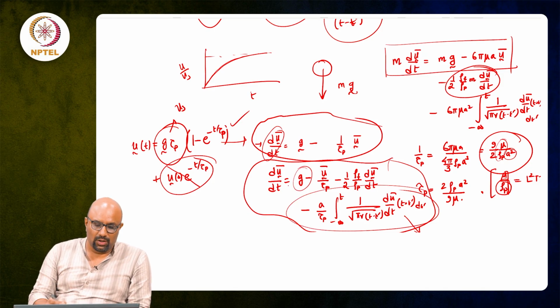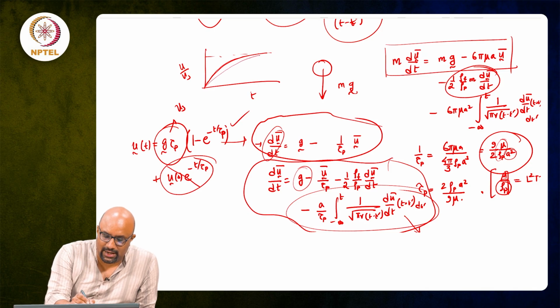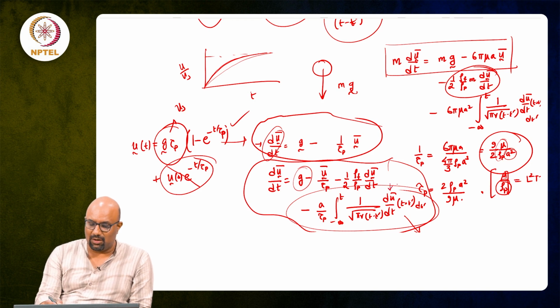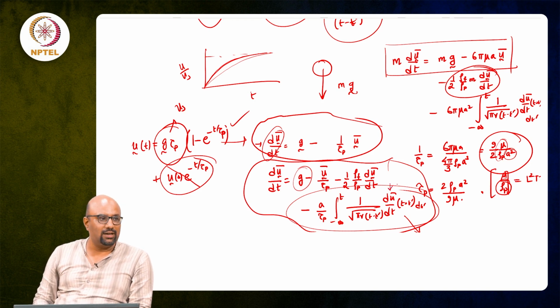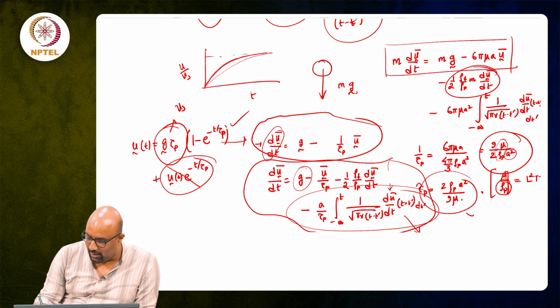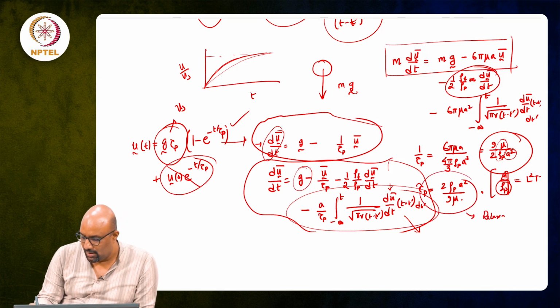So, what will it do? It will slow down the rate at which it is going to approach the steady state. How quickly it approaches steady state is going to get altered because of the presence of history. So, what was earlier an exponentially fast process will now become an algebraically slow process in terms of how it approaches the terminal velocity.